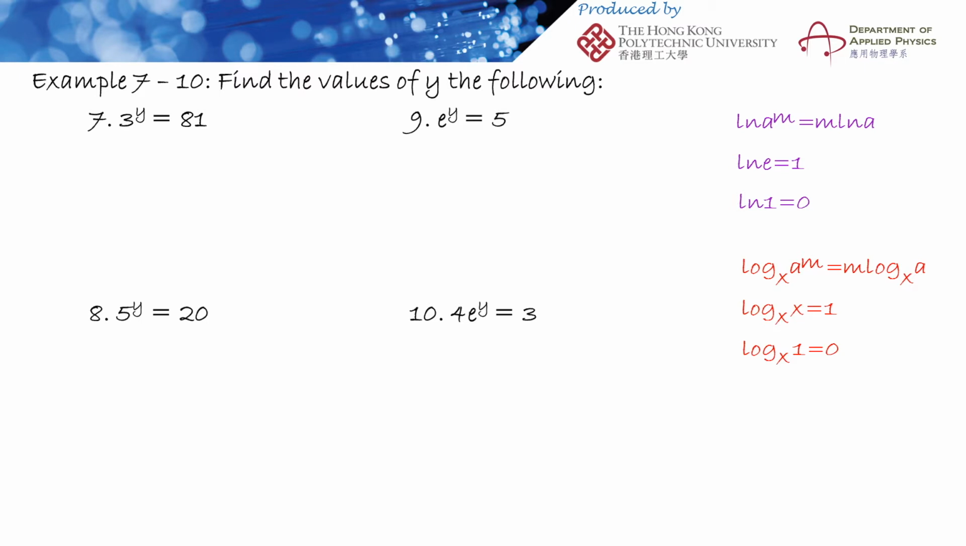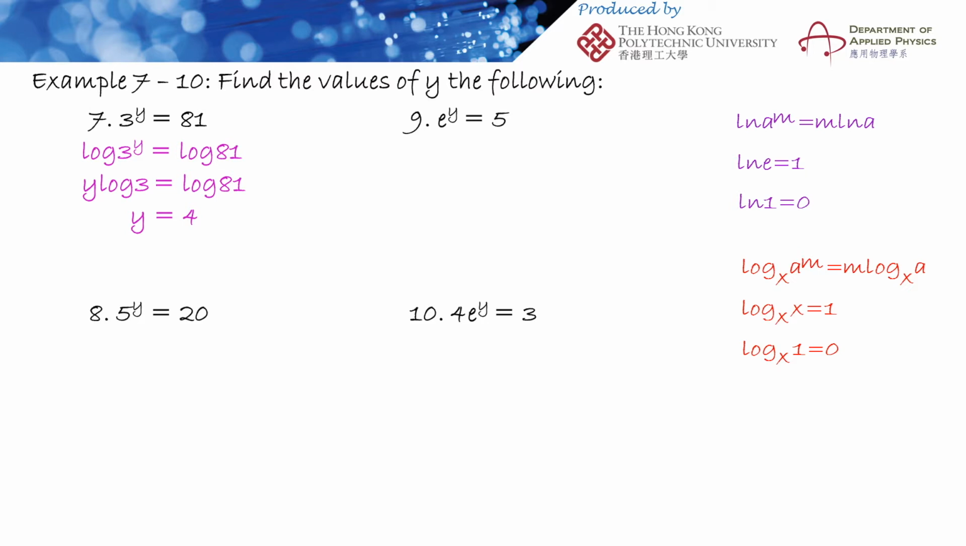When the power is an unknown, how to solve it? Question 7 to 10 will show you how to solve these types of questions. For question 7, firstly, we will take logarithms on both sides of the equation. The power y can move in front of the log 3 as a coefficient. So the answer can be obtained.